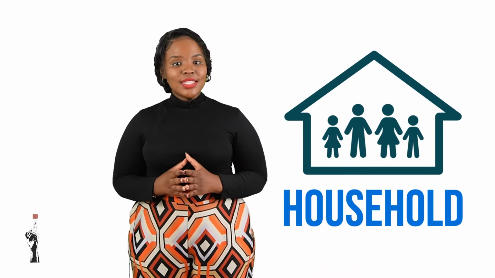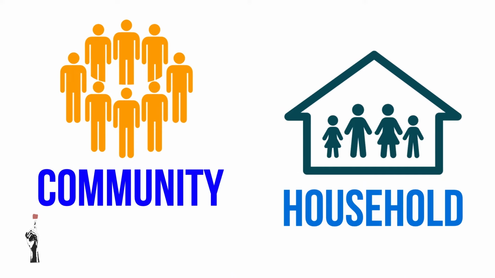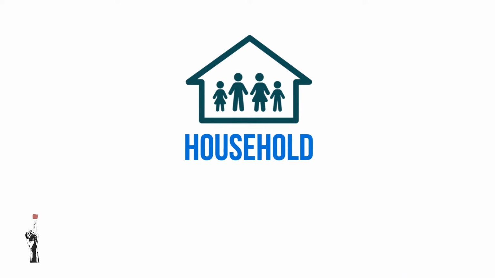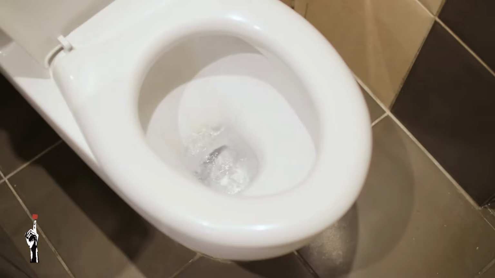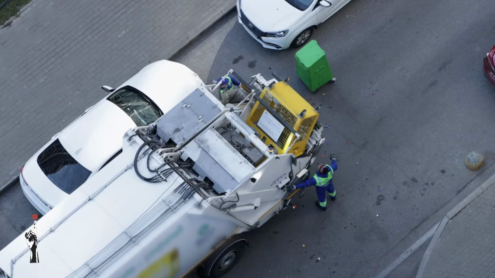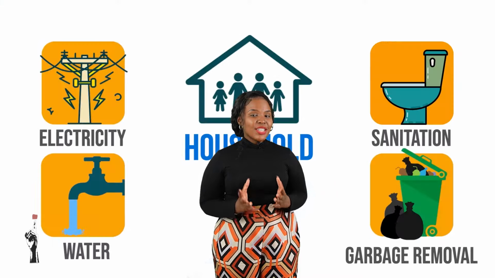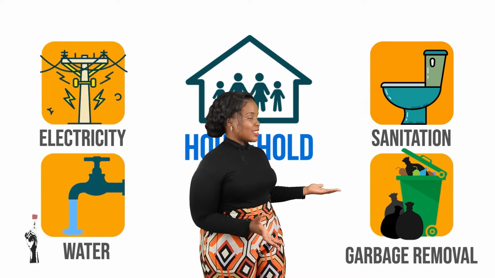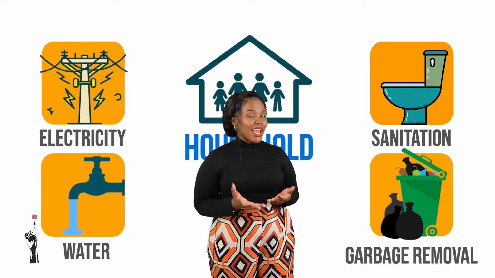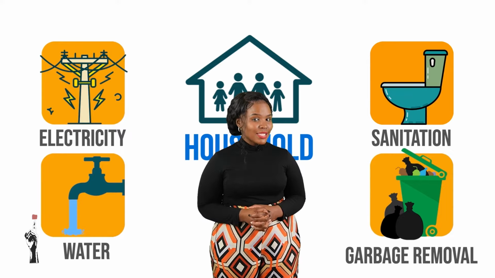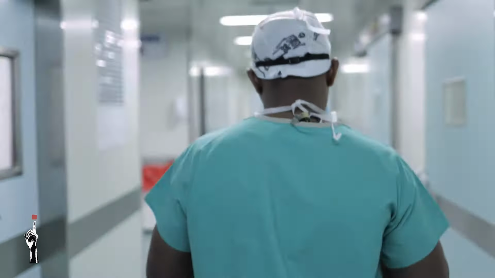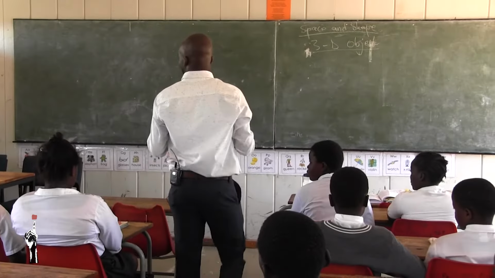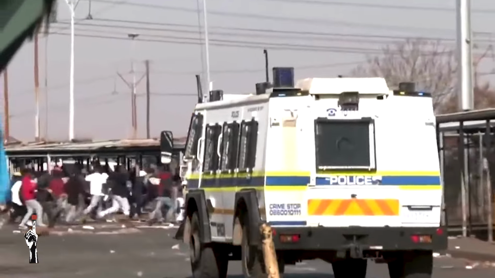Let's have a look at a household's needs as well as a community's needs. A household's basic needs would include electricity, water, sanitation, and garbage collection. Imagine living for 10 days without these. Do you see that we actually cannot afford to live without these? A community or country's basic needs would include healthcare, education, police services, as well as transport.